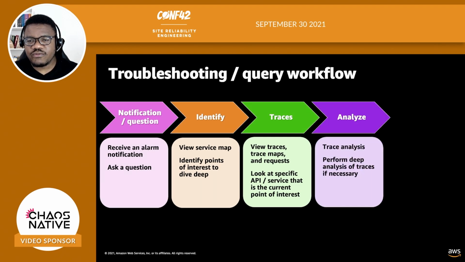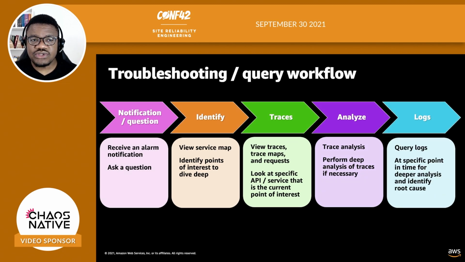And then you can move over to using trace analysis to analyze the traces, to have a deeper look at what might be causing it. And finally, based on the correlation you have, maybe between your traces and metrics, you can then look at your logs and delve a bit deeper to identify the root cause. And that's the typical flow of how you troubleshoot when you have observability tooling in place.